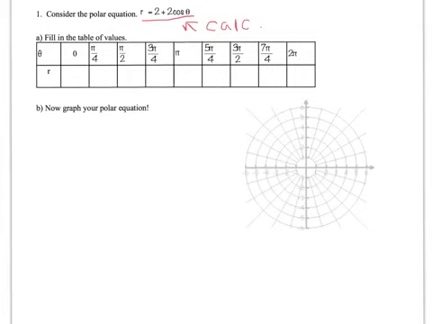Now a couple of these we can do in our head, right? When theta is 0, then r equals 2 plus 2 times cosine of 0, and the cosine of 0 is 1, so it's 2 plus 2 times 1, which is 4. Pi over 2 we can do as well, because 2 plus 2 times the cosine of pi over 2 is 2 plus 2 times 0, since the cosine of pi over 2 is 0. So that's 2 plus 0, which is 2. The cosine of pi is negative 1, so 2 plus 2 times the cosine of pi is 2 plus 2 times negative 1, which is 0.